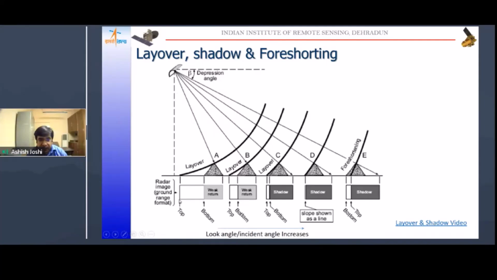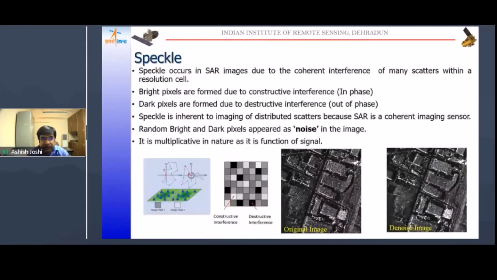So you can see this is top and bottom. The top is coming first and the bottom is coming last, and this layover will decrease, and ultimately it is coming, but we have the foreshortening effect. So the foreshortening effect will appear in the far range, but layover is more prevalent in the near range.